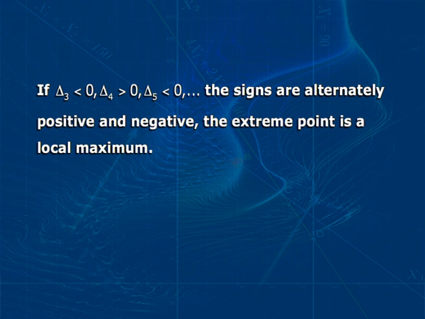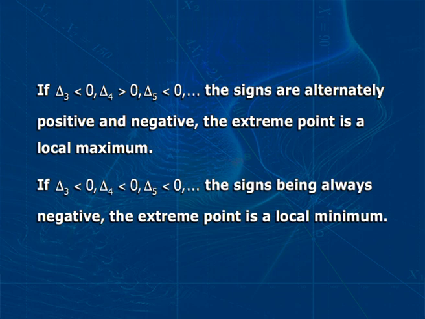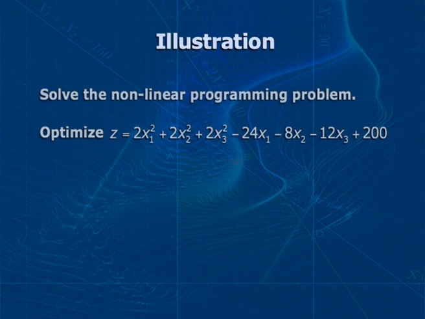delta 3 less than 0, delta 4 greater than 0, delta 5 less than 0 and so on. The signs are alternately positive and negative. The extreme point is a local maximum. If delta 3 less than 0, delta 4 less than 0, delta 5 less than 0 and so on, the signs being always negative, the extreme point is a local minimum. Let us take an illustration.